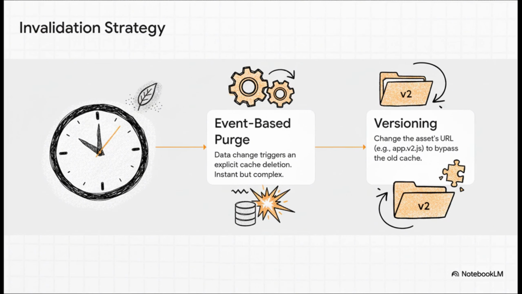A more active approach is event-based purging. When data gets updated in the database, it fires off an event that explicitly tells the caches to delete that old entry. This is way more complex to set up, but it gives you near-instant consistency. And finally, for static assets, the best strategy is called cache busting. You just change the file name. A request for style.v2.css is seen as a totally new file, which completely bypasses any old cached version.